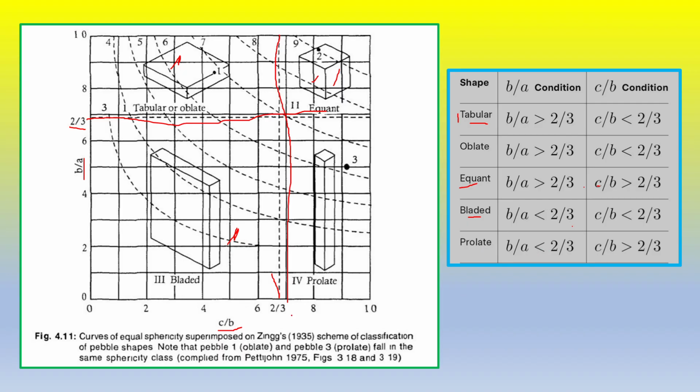And in the case of prolate, b by a less than 2 by 3. This is the 2 by 3 line, b by a less than 2 by 3 and c by b greater than 2 by 3 in the case of prolate.